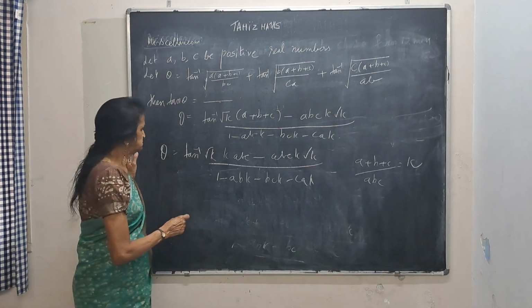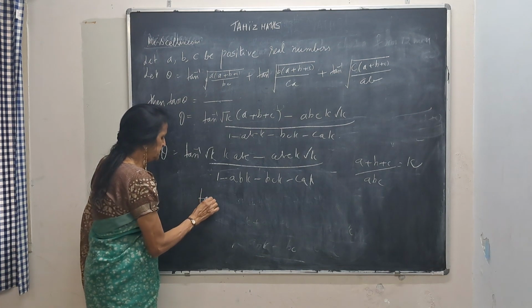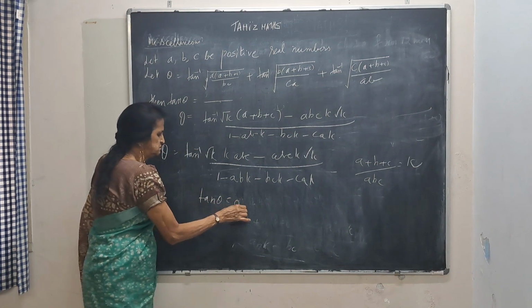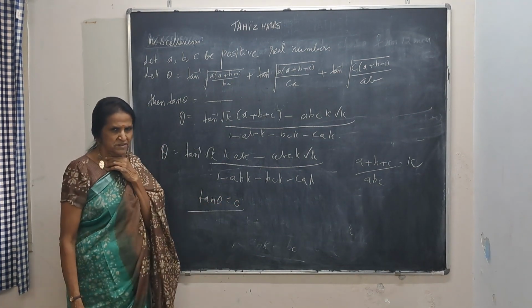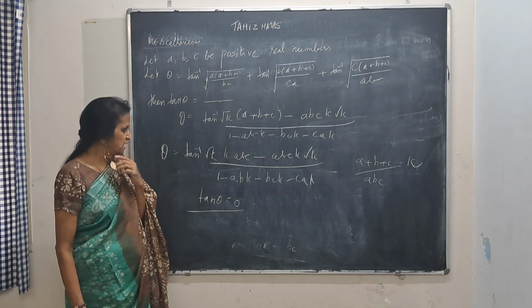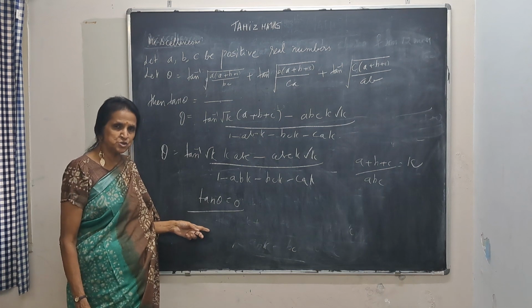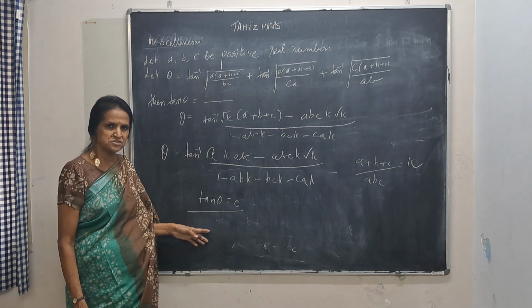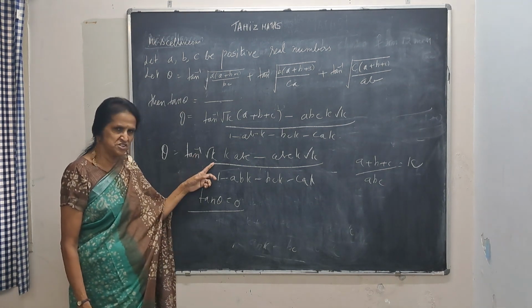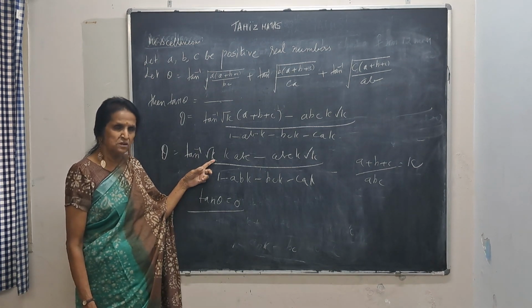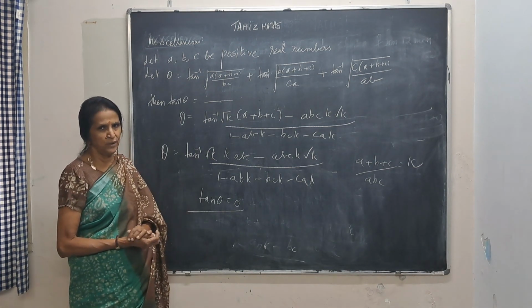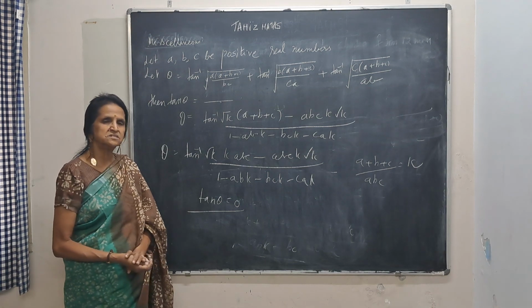Okay. So tan theta will be 0. I hope you understand. So the answer is 0. Of course, it makes no difference in the answer. But you should know that since A, B, C are all positive, it is tan inverse 0, but this can't be 0. So it will be tan inverse pi. I hope you understand. So the answer is 0.